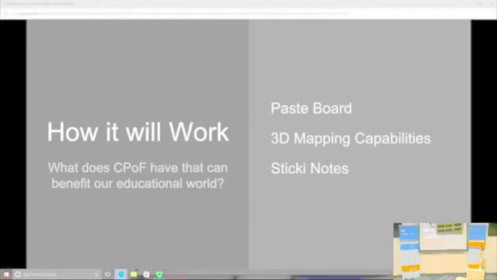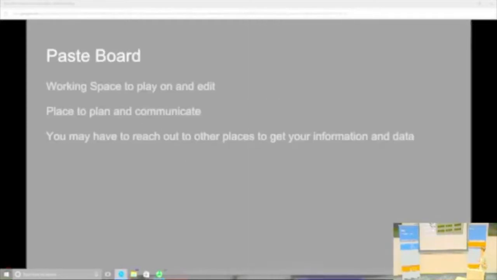that were in the command post. The first component that we learned about was the pasteboard. The next one was 3D mapping capabilities, and the other one was sticky notes. So the pasteboard, if you remember, was a working space. This is just a place to play and edit. It's a place to plan and communicate, and you might be able to reach out to other places and bring it into the pasteboard to make a big picture. Everybody remember that?